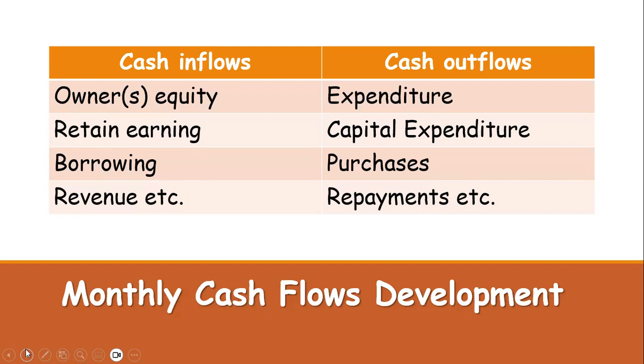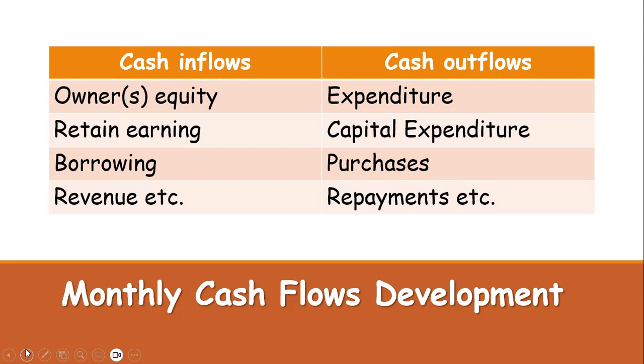First of all, we have cash inflows that include owner's equity, retained earnings, borrowings, and revenue. Owners contribute their money in the shape of equity. Retained earning is the part of the profit that we reinvest within the business, and borrowings are the amount we borrow from different sources. Sources can be family and friends and financial institutions. And on the other side, all types of revenue are also a part of cash inflow.